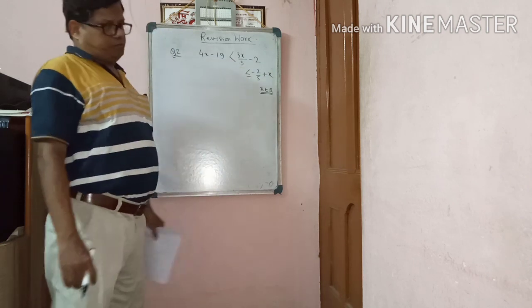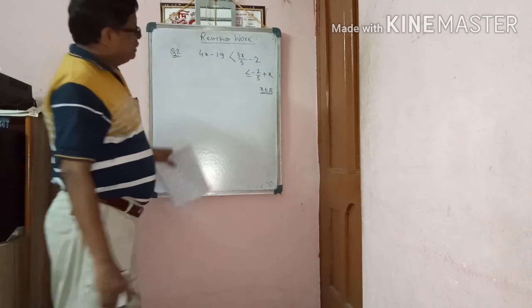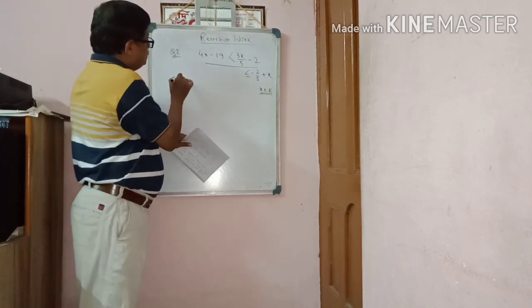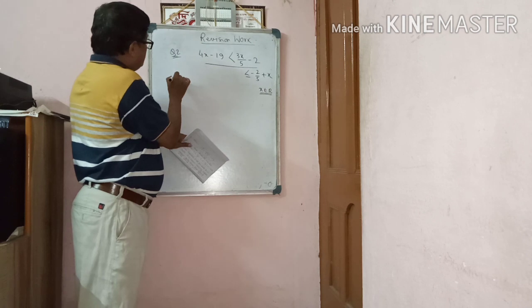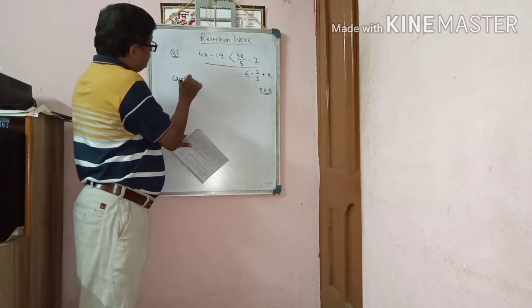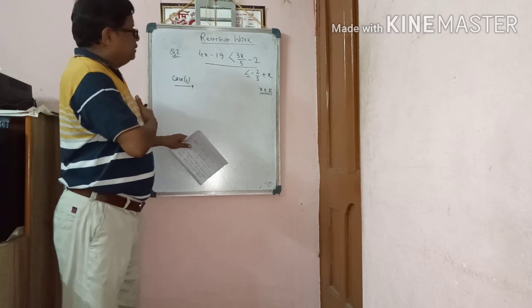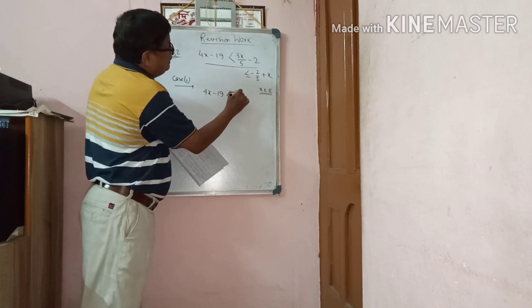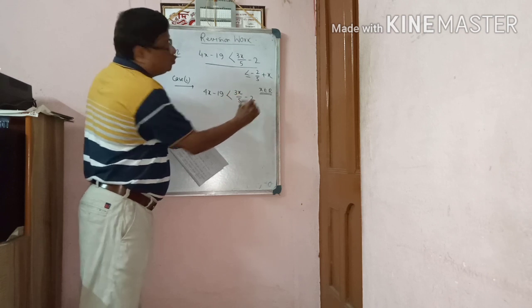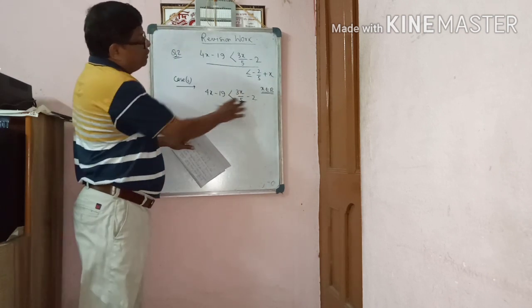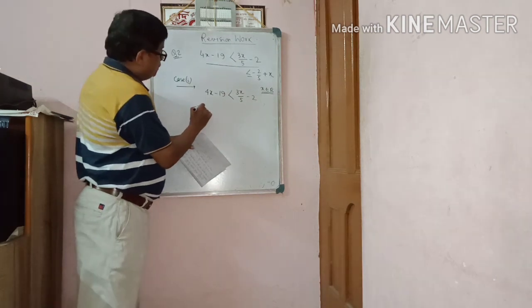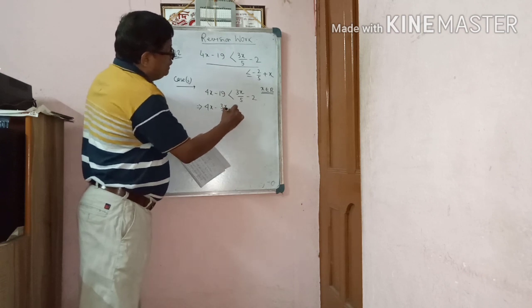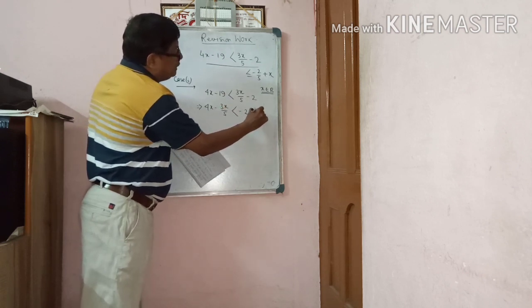First, suppose we take this part. So case 1. First condition: 4x minus 19 less than 3x by 5 minus 2. Take x on one side first. So write 4x minus 3x by 5 less than minus 2 plus 19.